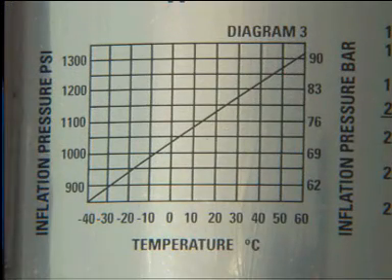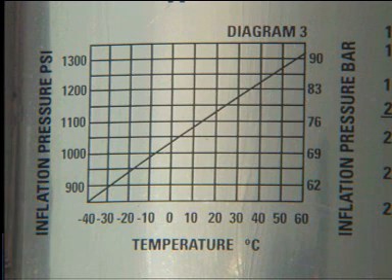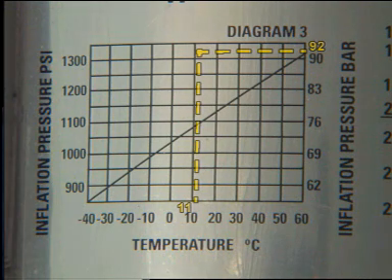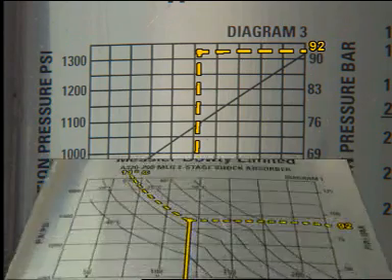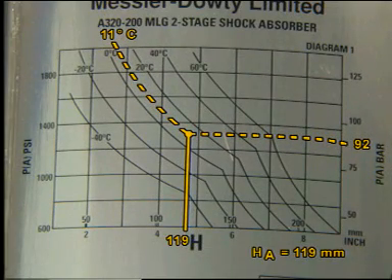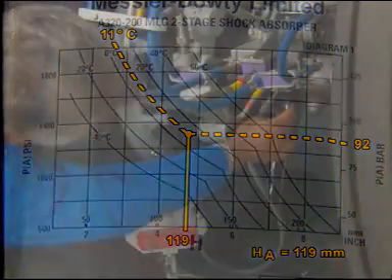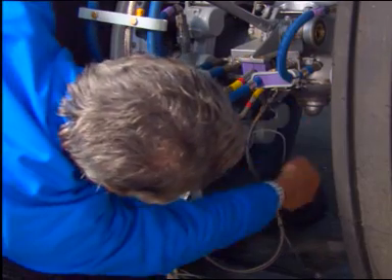Now, depending on if the pressure and the temperature of the top charging valve is either on or below, or above the graph line on diagram 3, there are two possibilities. In our case, as PA is above the graph line, we have to carry out the following steps. Using diagram 1, find the dimension HA for the pressure at the top charging valve and the measured temperature. Open the bottom charging valve.